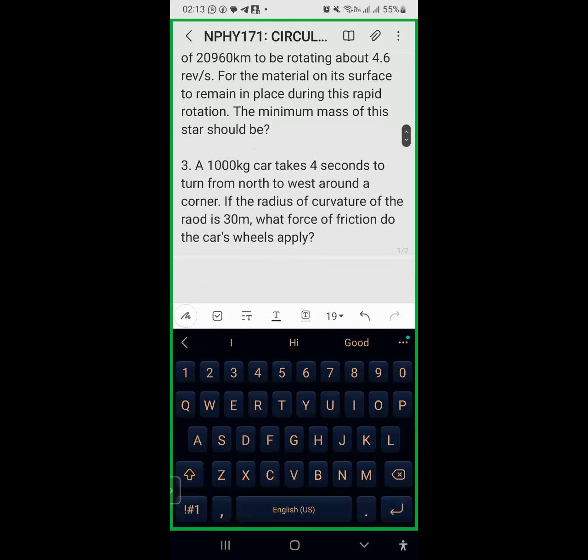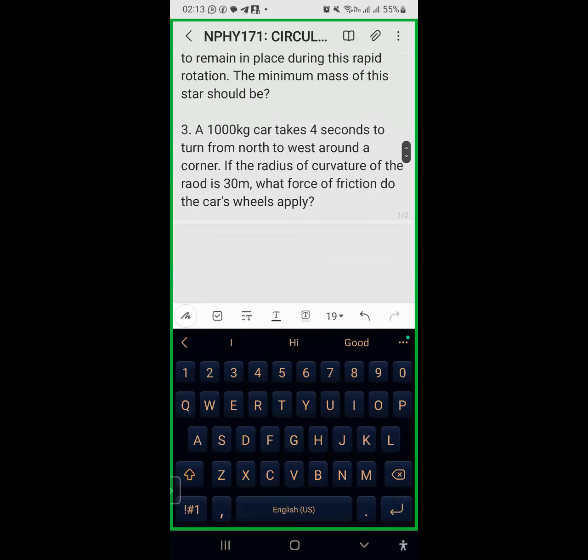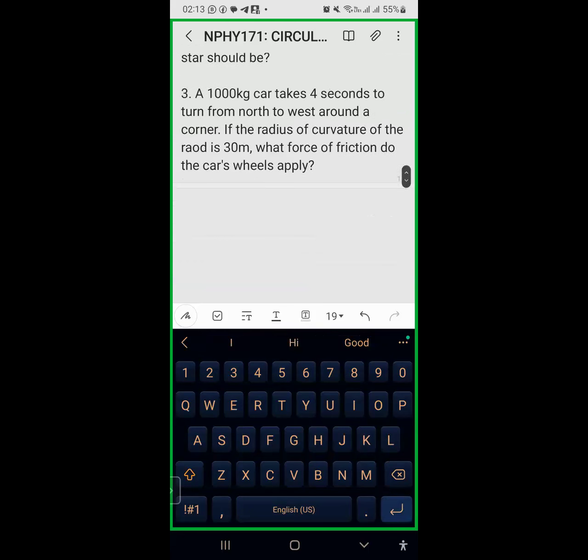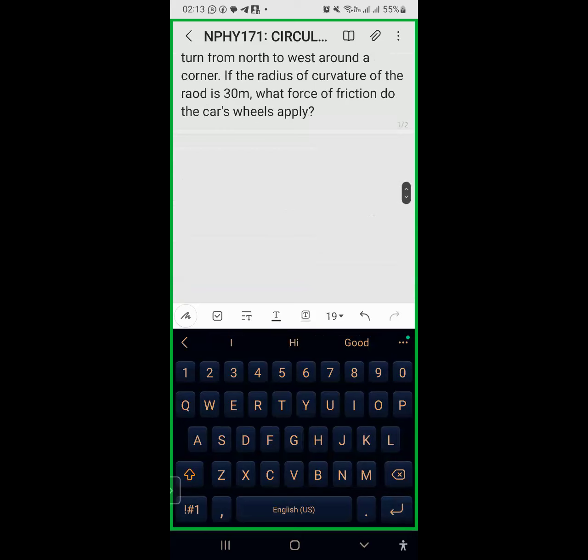So firstly, you need to be able to define the concept of uniform circular motion. A uniform circular motion occurs when a body moves in a circular path with a constant or uniform speed. Then we say that an object is in uniform circular motion.